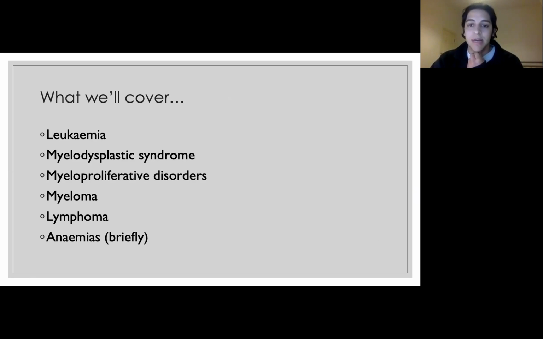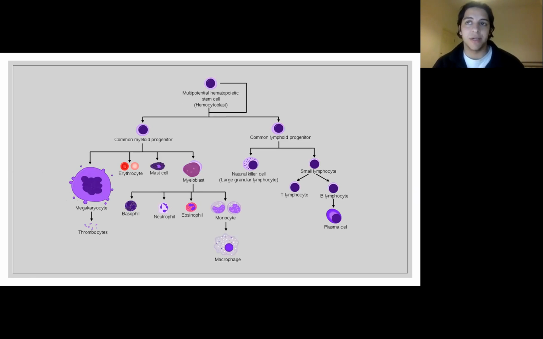In order to understand the hematological malignancies, you need to understand the cell lineage of the immune system. All cells start off as a hematopoietic stem cell or a hemocytoblast, and then they go down two lines, the myeloid line or the lymphoid line. If you go down the lymphoid line, you get natural killer cells and lymphocytes. Lymphocytes can be T or B lymphocytes, and your B lymphocytes go on to produce plasma cells, and it's your plasma cells in the blood that produce your antibodies.